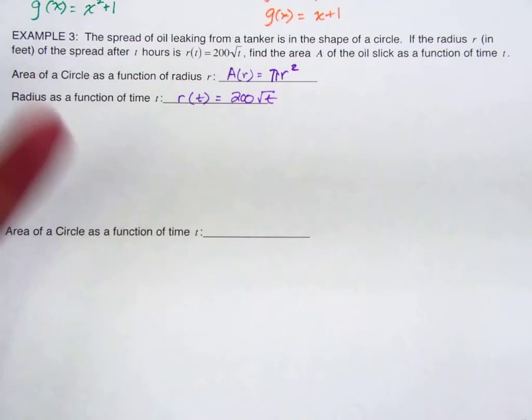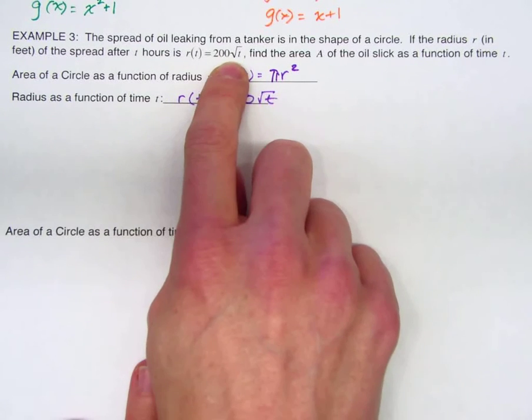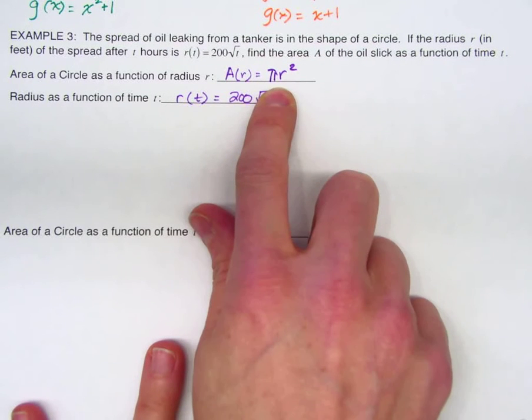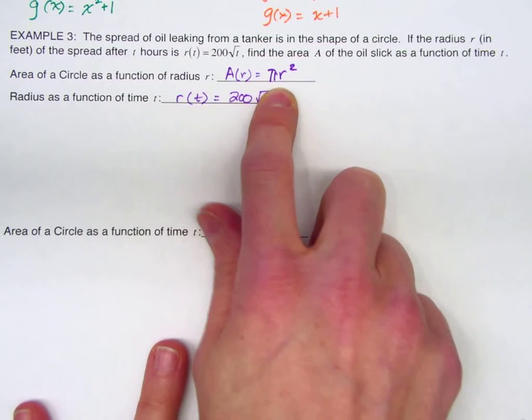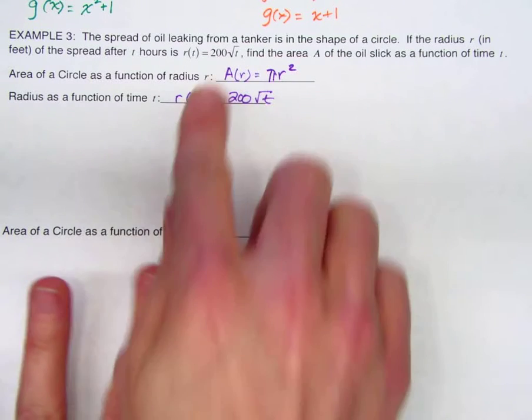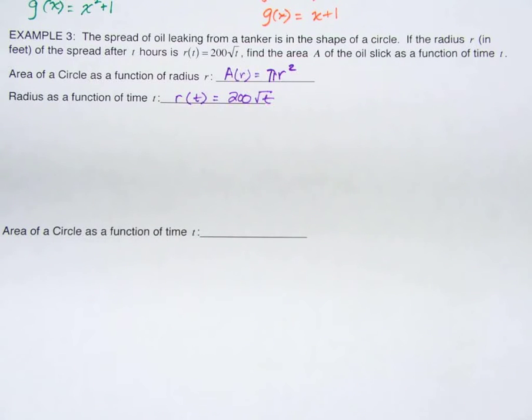So if I said, after like 6 hours, what is the area of that oil spill circle? Well, you would have to plug 6 into this and get the radius. And then once you get the radius, you have to plug it into the area formula. And we're like, we don't want the middleman. If I have the time, 6 hours, what is the area? Nobody cares about what the radius is. They want to know how big is this spill, the area of this oil spill.